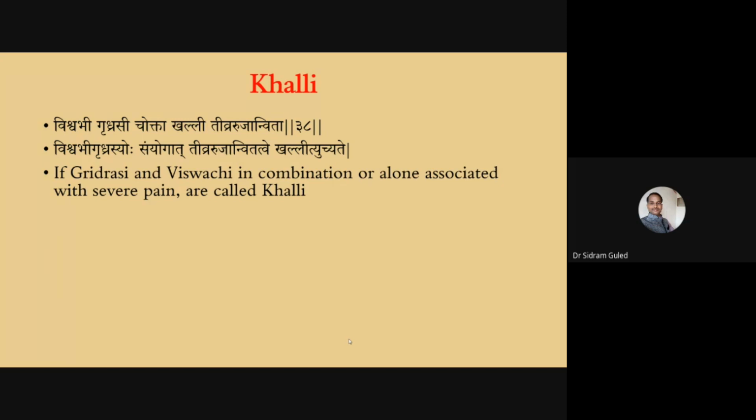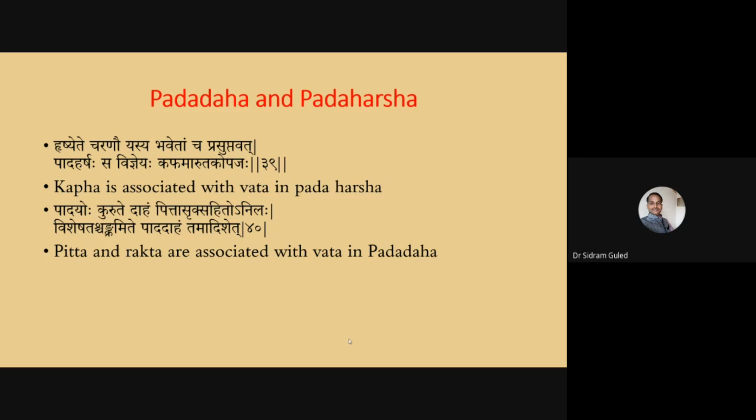So this can be called Khalli, or else it can happen alone in the Kati Bhaga or Griva Bhaga, causing severe pain like Viswachi as well as Gridhrasi. It is a very severe condition of Gridhrasi and Viswachi. These Prishtavamsha diseases, or spinal diseases, also present with daha, harsha and even suptata. They are conditions which are associated with Pitta in Padadaha, Pitta and Rakta in Padadaha, and Kapha in Padaharsha, and we have to consider this in the treatment aspect also.